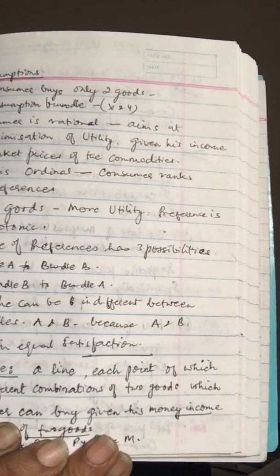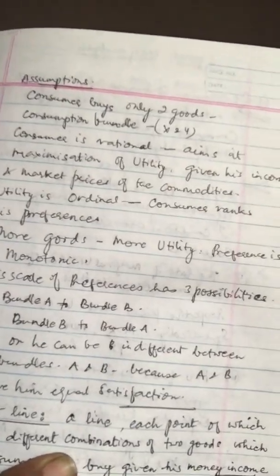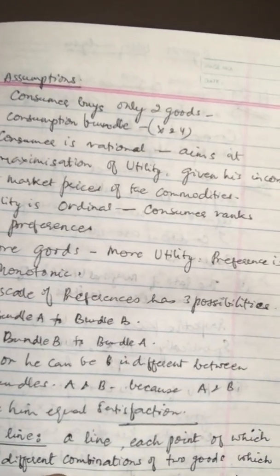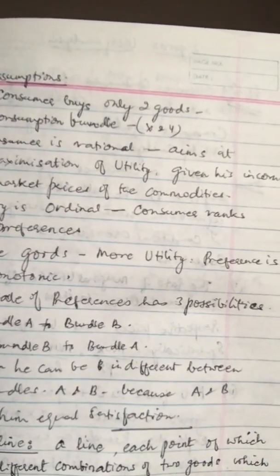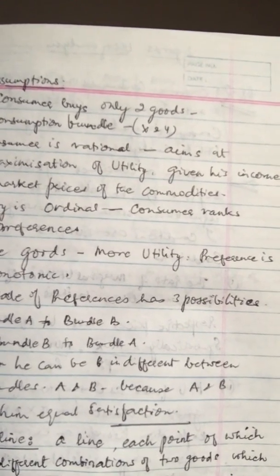So there are three possibilities. The consumer may prefer consumption of only bundle A. He might consider taking only B, or the consumer may prefer consumption bundle B to bundle A, or the consumer may be indifferent between bundles A and B. Hence, bundles A and B have equal satisfaction. So this is what is really known as the indifference curve.